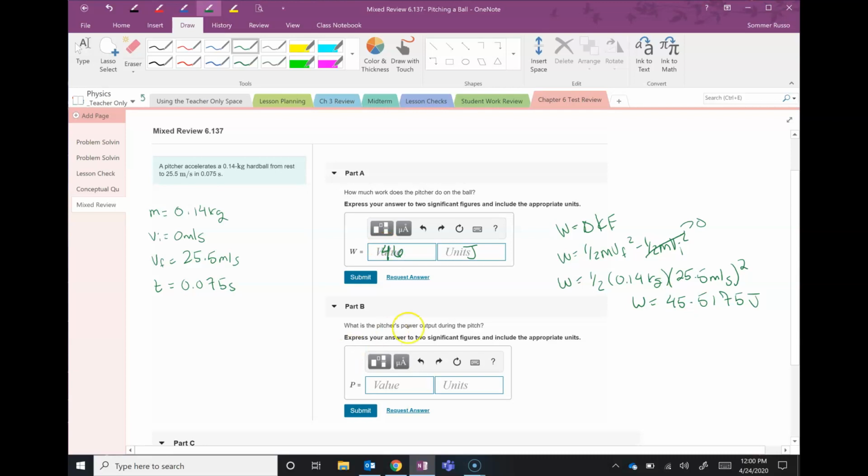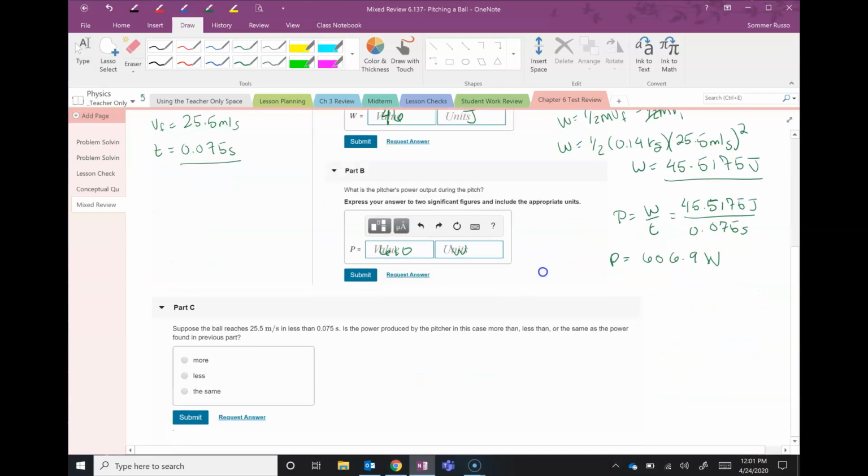Okay. The next thing we're going to look at is the pitcher's power output. Power we know is equal to work divided by time. Well, we just found the work, and we have the time. Now, for part B, you do need to use your unrounded answer. Don't use your rounded answer, otherwise you're going to end up with some issues. All right, and we do get a power output of 606.9 watts. All right, we do know that's watts. We get 2 sig figs, so this does round to 610.